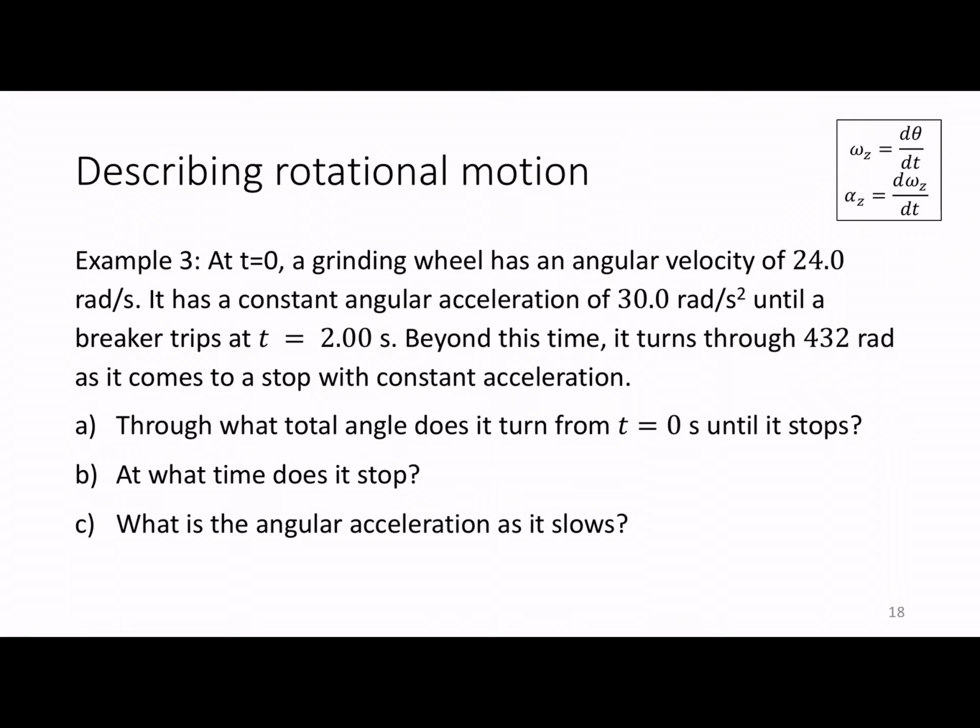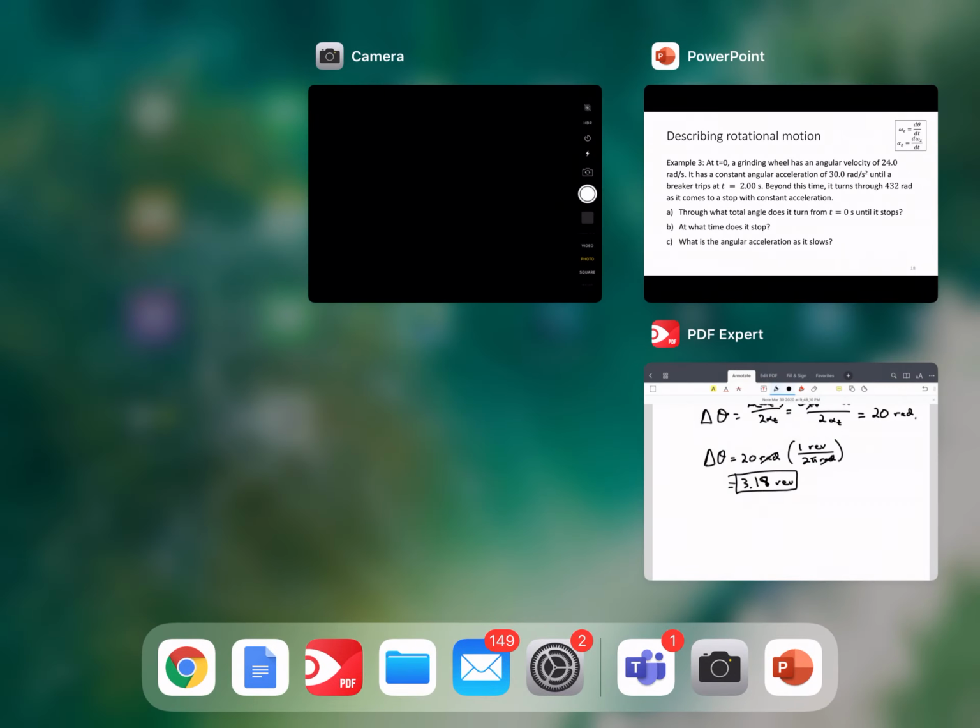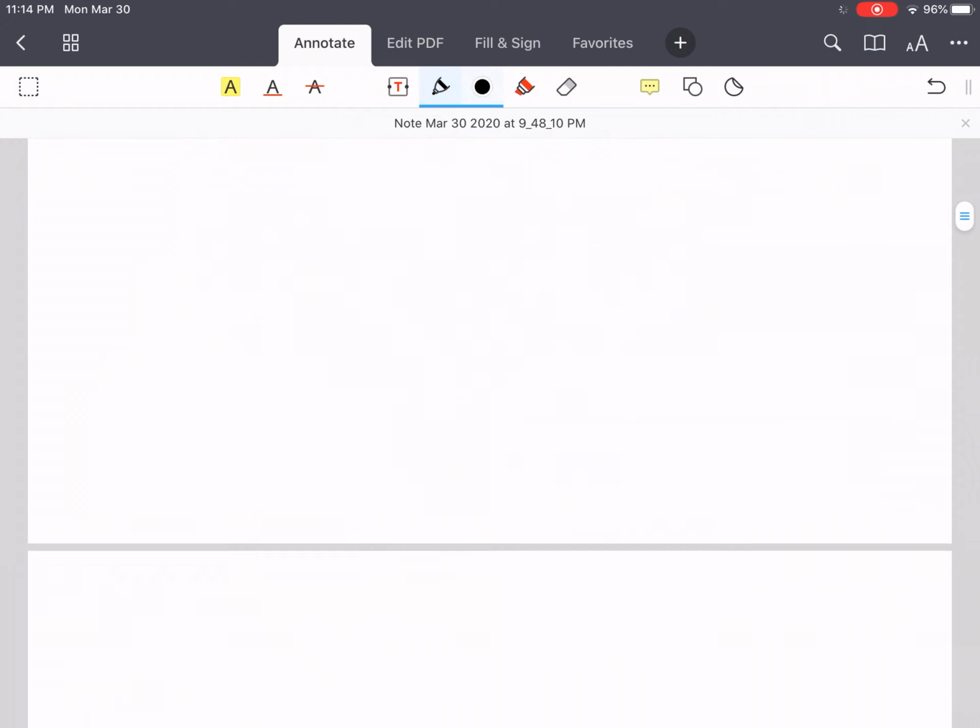It stops over some amount of time, and during that time, it goes 432 radians, imagining that it goes at a constant negative acceleration. All right, so what I want you guys to take a few minutes, try to do this yourself. Ask, what's the total angle it turns through from the beginning to the end? What's the time that it eventually stops? And what is this mysterious angular acceleration that it has as it's slowing down? So take a couple minutes here. Good. I will assume that everyone did the problem. If you forgot to pause the video, now's a good time to pause the video.